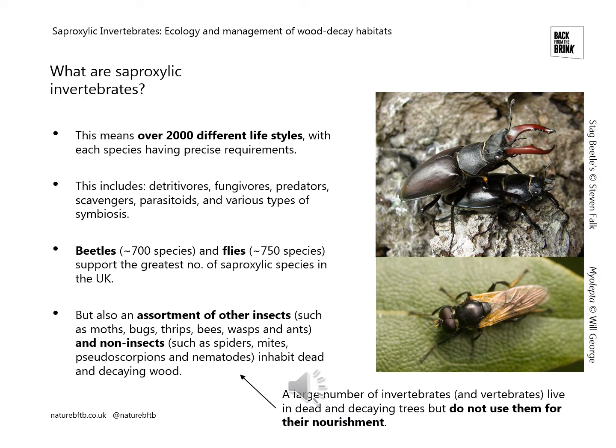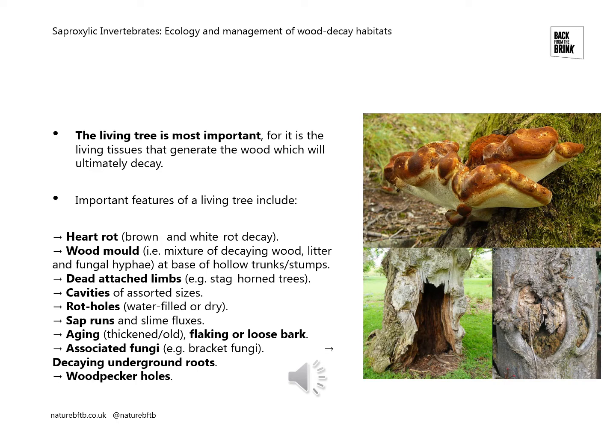as saproxylic species would. And the living tree is really important to saproxylic invertebrates, for it is the living tissues of these trees that generate the wood which ultimately decays and creates those habitats that our saproxylic species need. And there are a number of important features of a living tree that are particularly valuable for saproxylic invertebrates. And these include things like heart rot, so the decay of the heartwood, wood mold at the base of hollow trunks and stumps. We've got dead attached limbs, cavities of various sorts, rot holes, sap runs and slime fluxes.